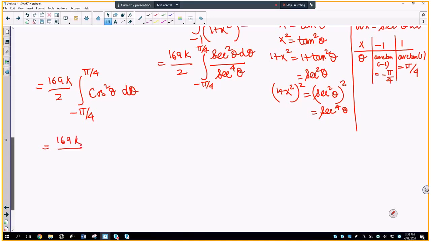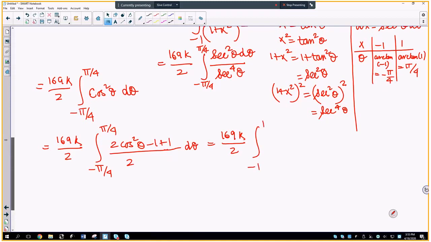So we get 169k over 2. Write your cosine square theta as 2 cosine square theta, as soon as you multiply 2 divided by 2, minus 1 plus 1, because the first 2 cosine square theta minus 1 is the double angle formula for cosine. So I get 169k over 2 integration, cosine 2 theta over 2. And finally, you have that plus 1/2 term. And all of that is under the antiderivative with respect to theta.